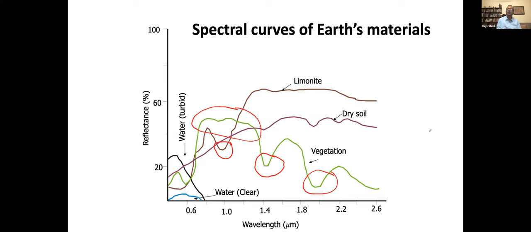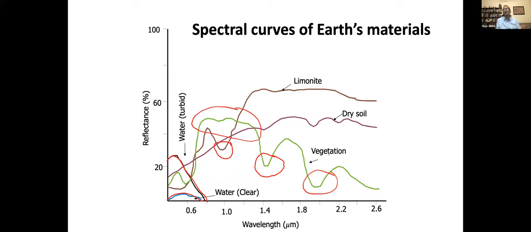So this is a very broad curve, just to demonstrate that different types of objects on the Earth's surface will respond differently. We can see that the clear water, shown here, has a very different signal from the turbid water, shown here, right? For turbid water, you can see that the reflectance increases because of the presence of suspended matter in the water. Therefore not all the energy falling on the water is absorbed, and a much larger part will be reflected back, and therefore it will generate a very different spectral signature.